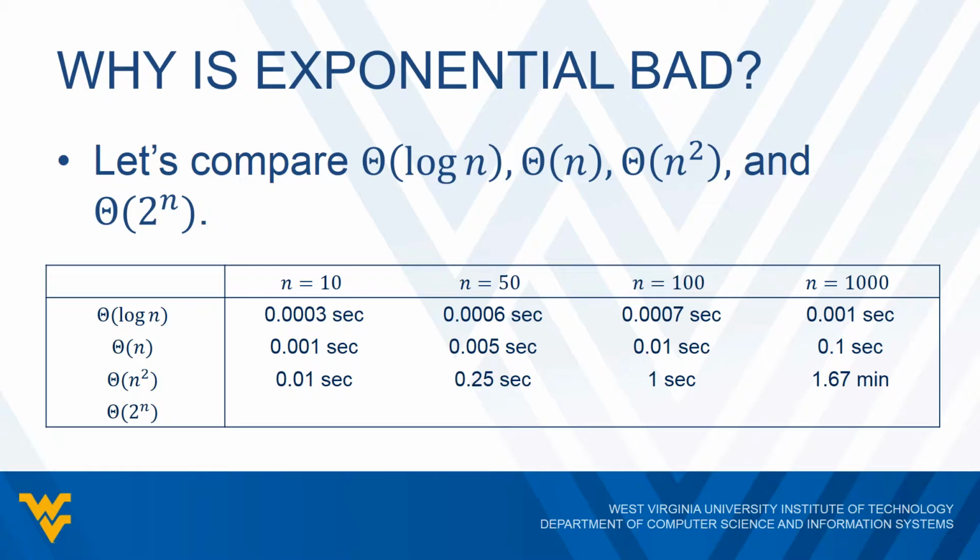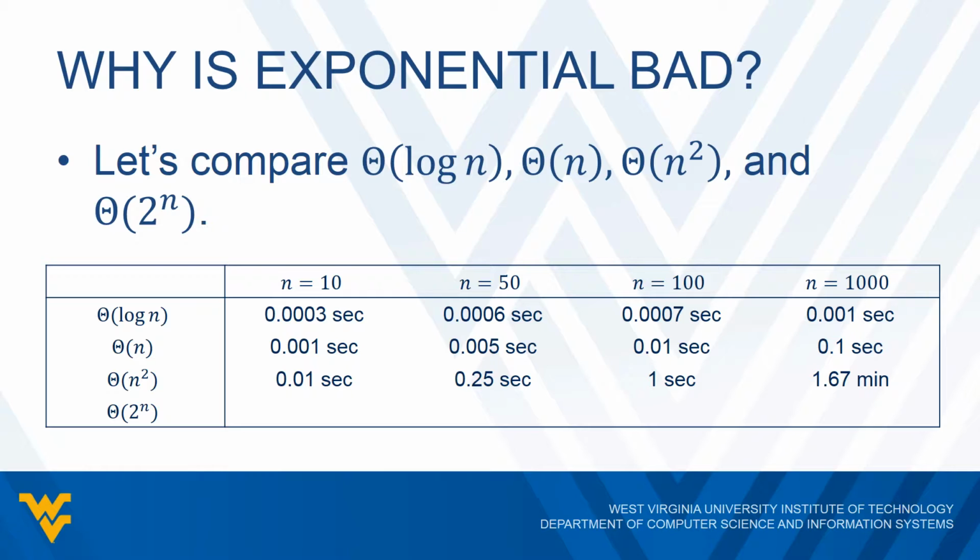Now let's take a look at theta of n squared. So when n is 10, we would get 0.1 second, which is still okay. When n is 50, we would get 0.25 seconds. When n is 100, we should expect about 1 second for it. And then when n is 1,000, we would get about 1.67 minutes.